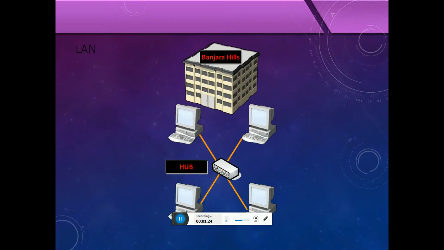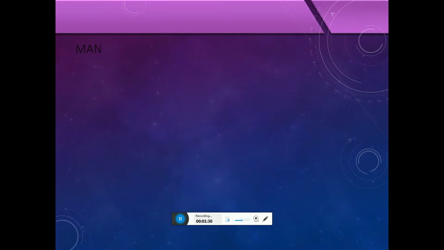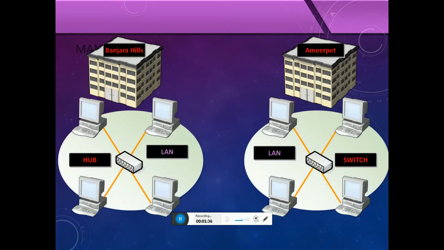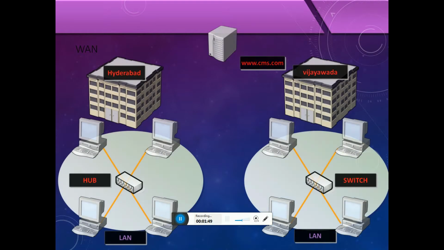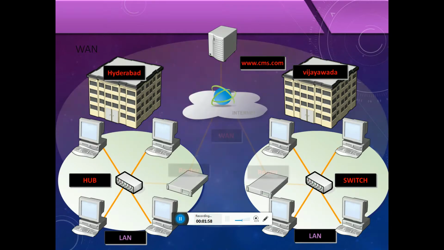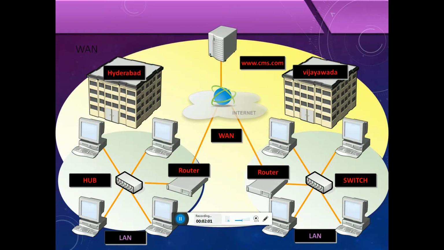Example: Banjara Hills office has one LAN. MAN: this connects Banjara Hills and Ameerpet, only within the city. The switches and LANs are connected to different branches in the same city. WAN: Hyderabad, Vijayawada, connected with the internet and WAN, with routers and switches.